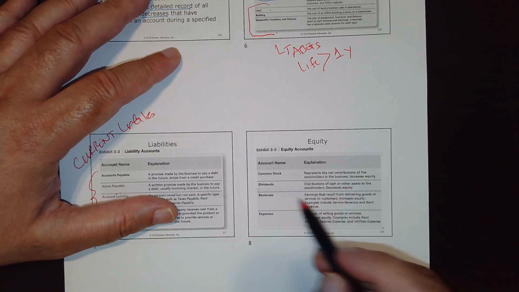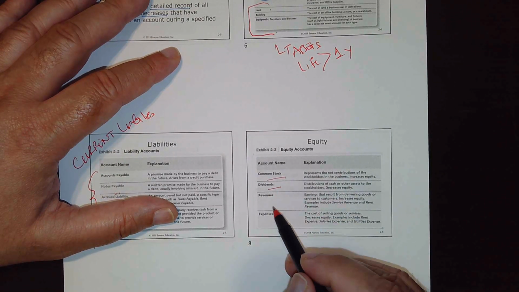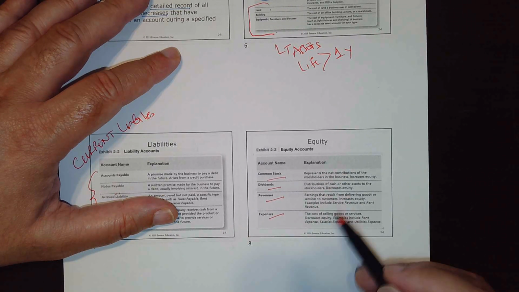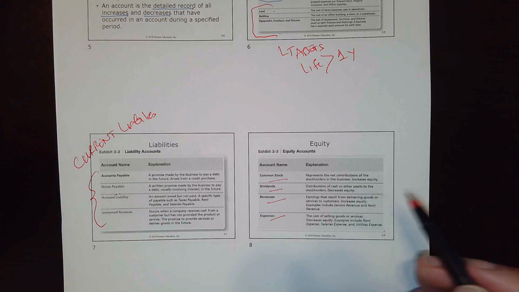Here are equity accounts: common stock, dividends, revenue, expense. We'll show you why we are calling them equity accounts. Just bear with me on the next page.